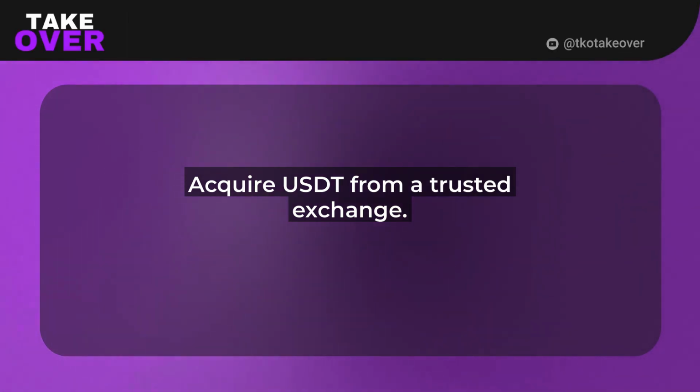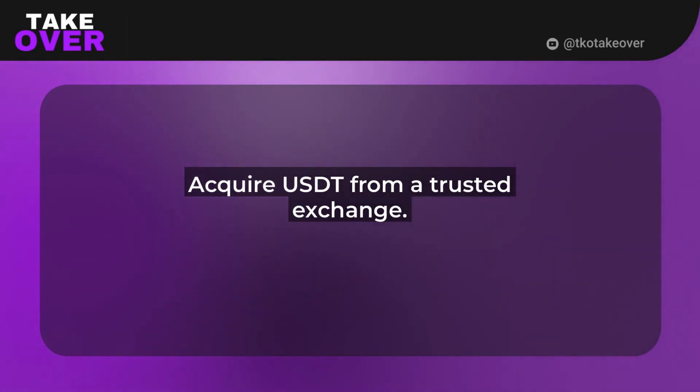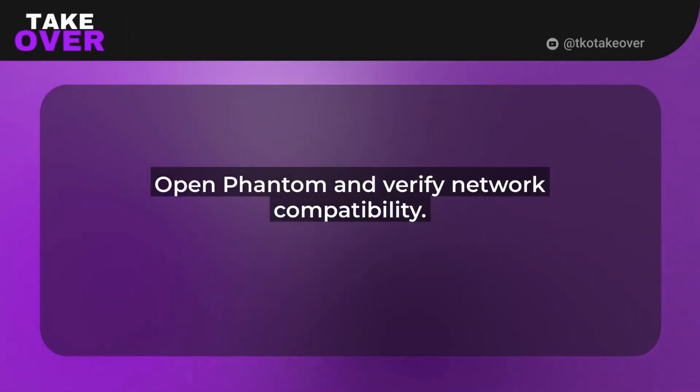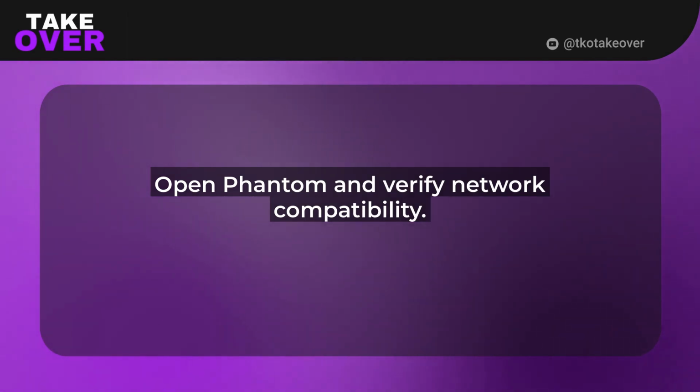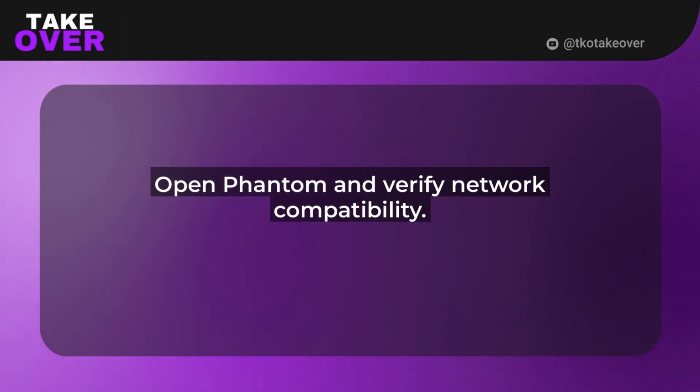Step 2. Acquire some USDT. You can buy it from popular exchanges like Binance, Coinbase, or directly via a crypto app. Transfer it to a compatible network. USDT is often on Ethereum or Solana, so select the right one based on Phantom's supported chains in 2025.